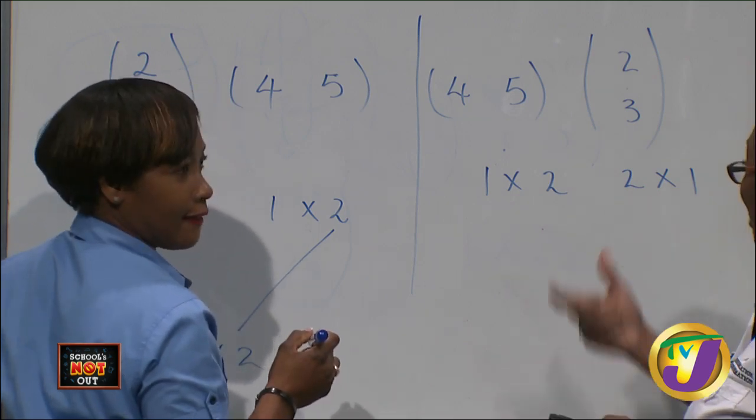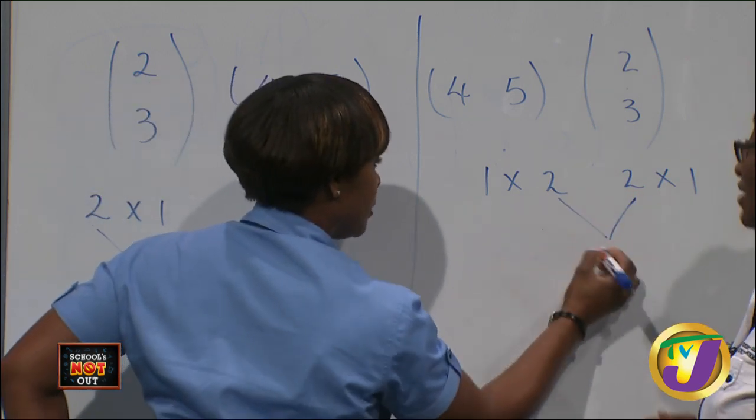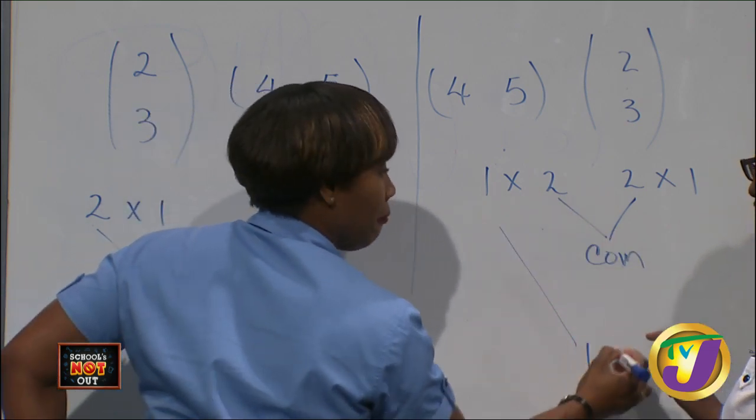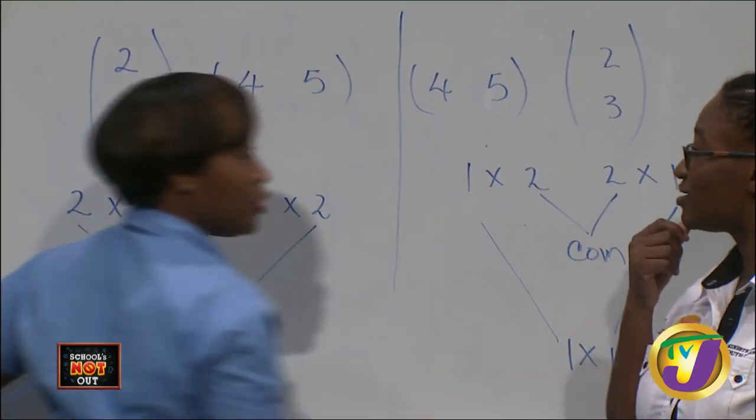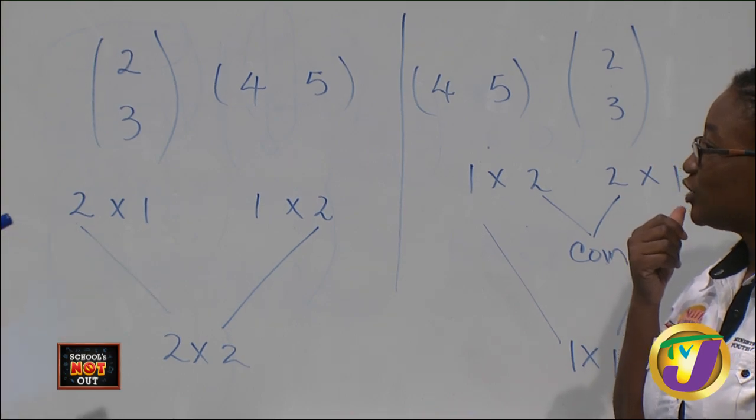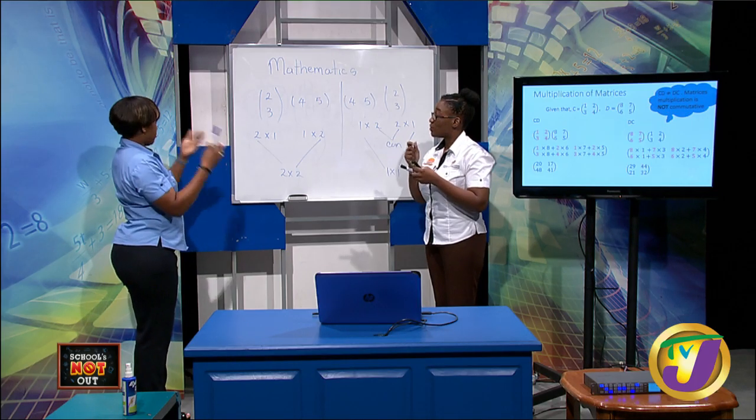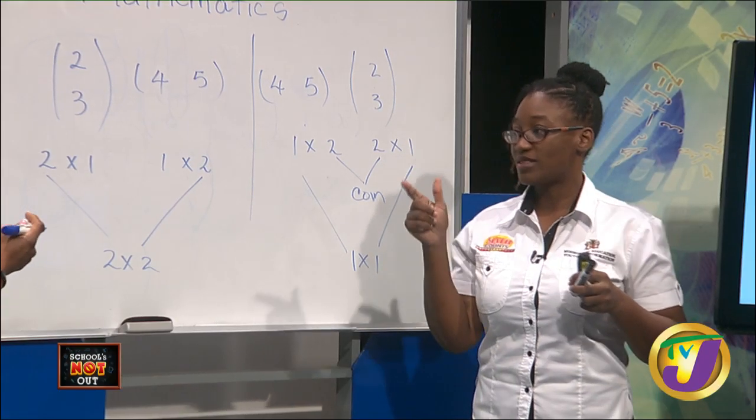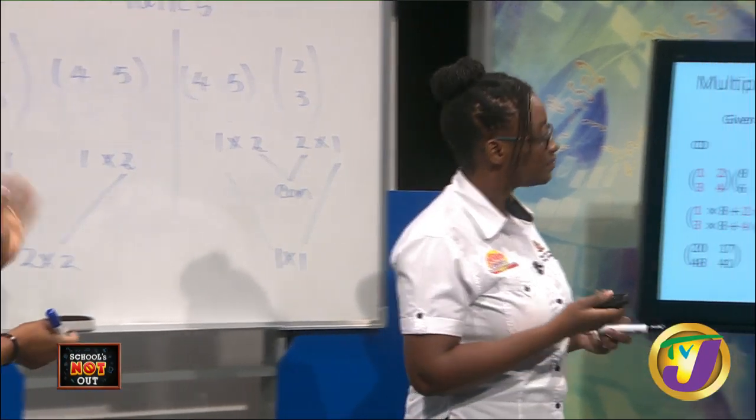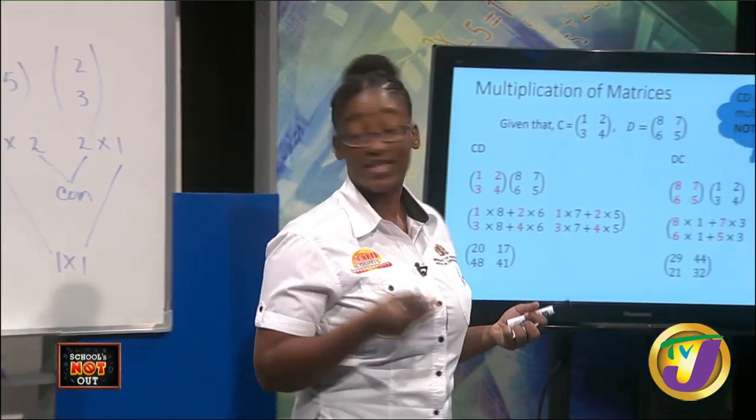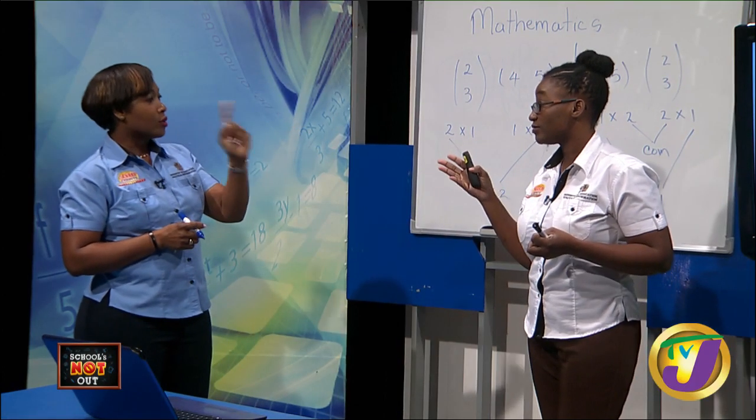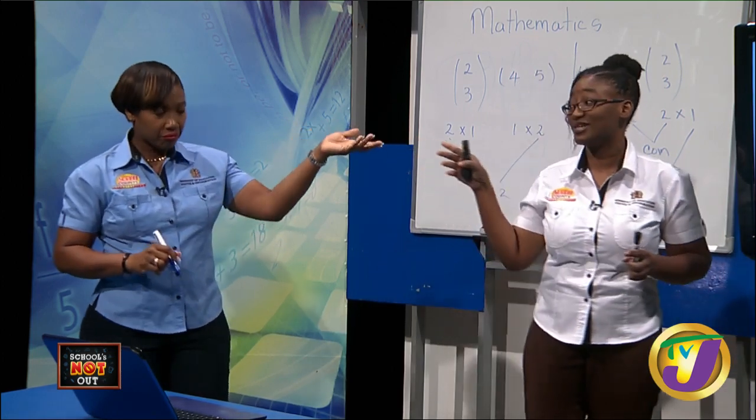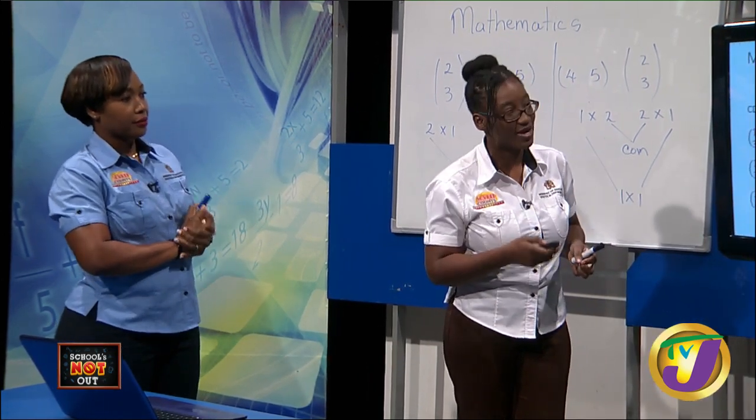Looking here, they're still compatible. But the result now is a 1 by 1. So they don't have to be square matrices to be multiplied in different order. But what we can say is that the result won't be the same. They may be compatible outside of square matrices. They don't have to be square, remember our first example. We have to point that out.